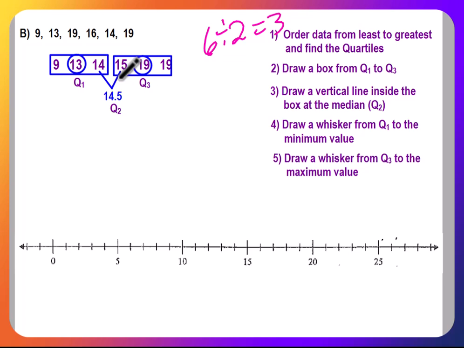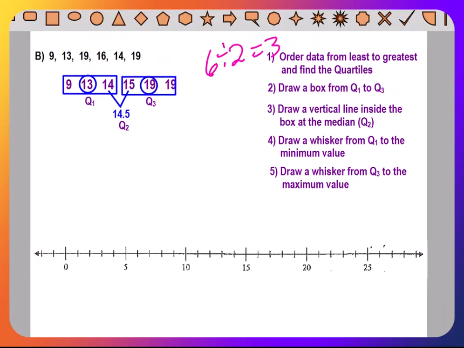Then you have to find the median of the lower and the upper half. Since there's an odd number of data in the lower and the upper halves, the exact middle is going to be your median. So 13 is our quartile 1, 19 is our quartile 3. And we're ready to go ahead and draw our box.